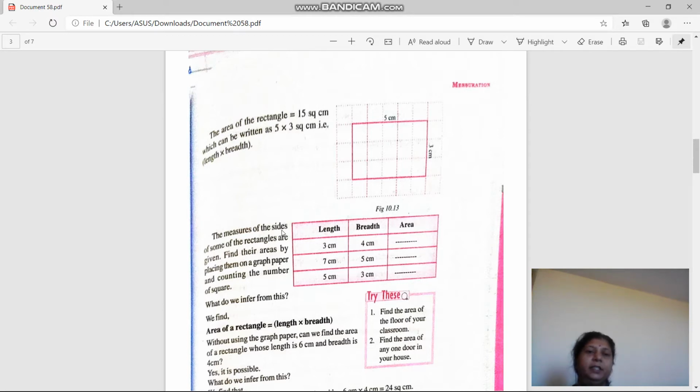The measures of the sides of some rectangles are given. Find the areas by placing them on graph paper and counting the number of squares.